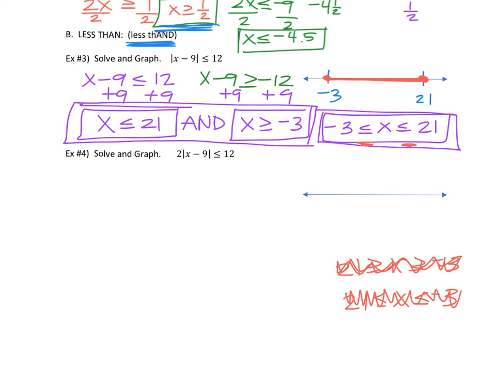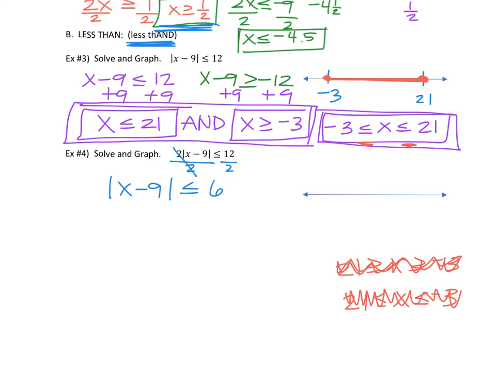Okay, example 4, and this one has one slight change to it. What do you do first? You gotta divide. Right, you need to isolate. So to isolate here, we're gonna divide by 2. Do you see, this is multiplication. This is 2 times the parentheses. So this is division. So we would divide by 2, and we would get absolute value of x minus 9 is less than or equal to 6.